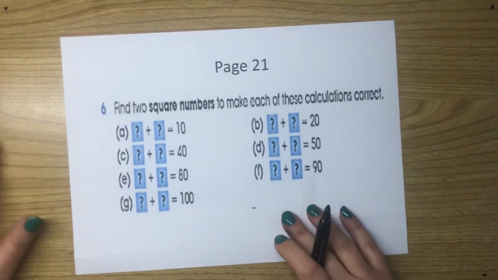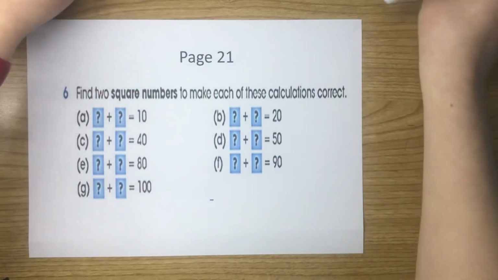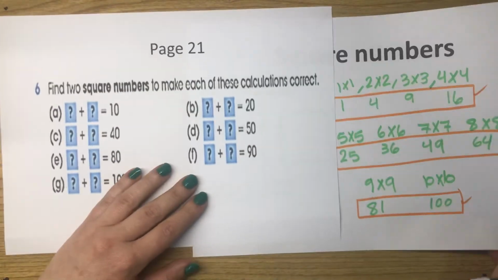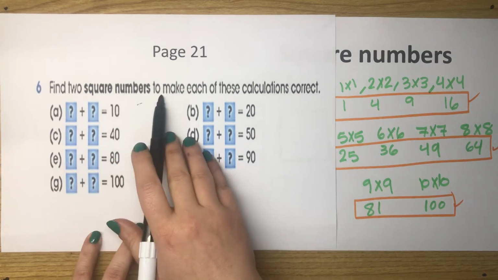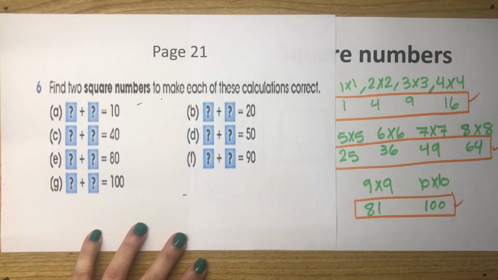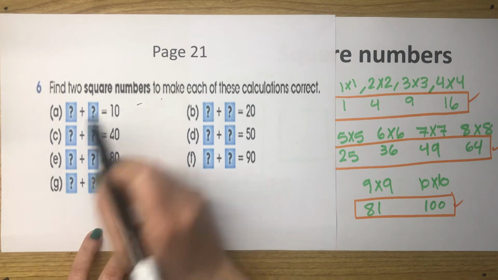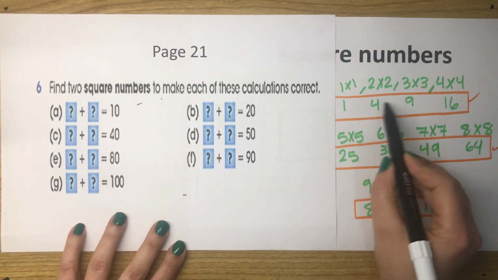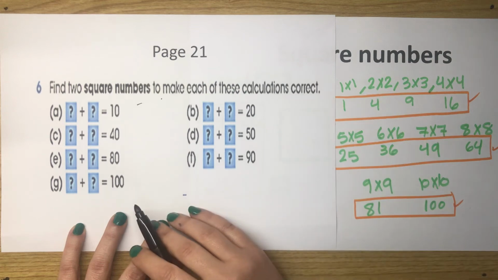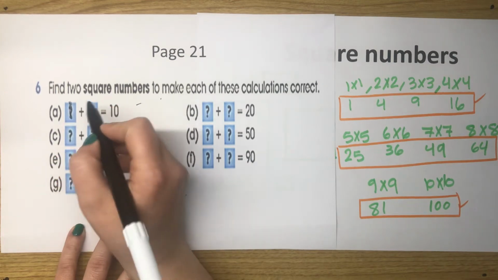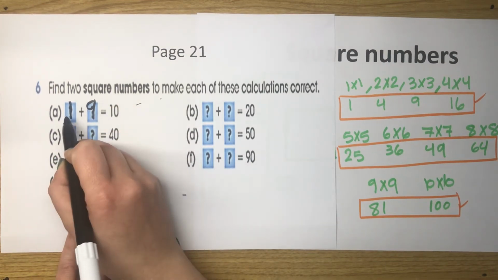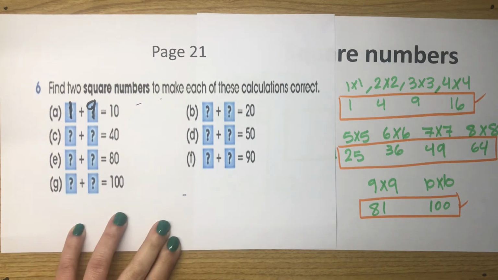Now the next question, question number 6, is a very nice game. We are going to manipulate with the square numbers. I'm going to keep my square numbers here. Find 2 square numbers to make each of these calculations correct. Some of them have more than one answer. Okay, 10. We need some of these small numbers added together to give us 10. I can pick 1 and 9. 9 is a square number, 1 is a square number. Add them together and it will give you 10.